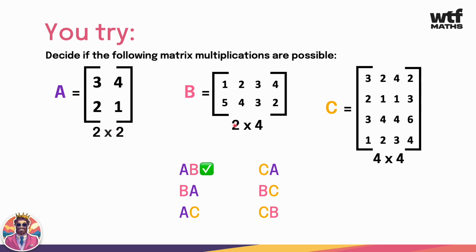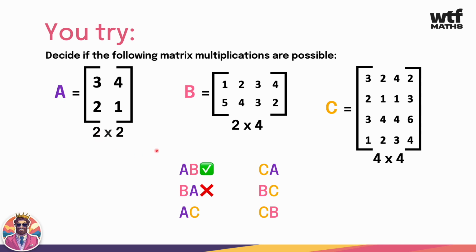So that's all good. For the next one, if we wanted to do B times A, we're going to be putting this first. So this would be our columns, 4, and the rows here would be 2. So we know straight away that's not going to be possible because the columns in the first did not match the rows in the second.